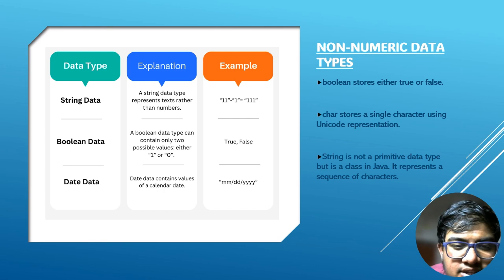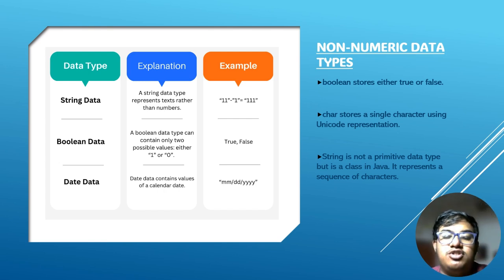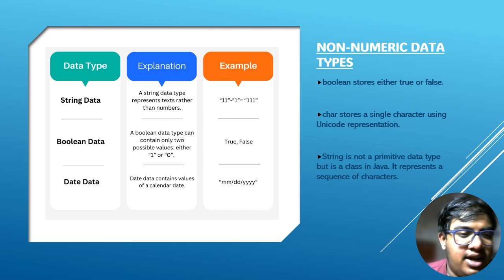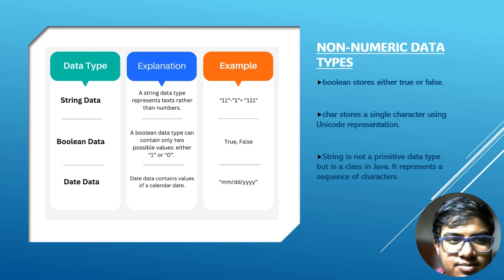And the string is not a primitive data type, but it is a class in Java. It represents a sequence of characters. So if you can see the picture here, string data. A string data type represents text rather than numbers. So even if you put numbers in them, it will show them as text, not as a number digit. And then you have boolean data type again, which shows you true or false. And then you have date, which helps you represent the current date. Let's move on.